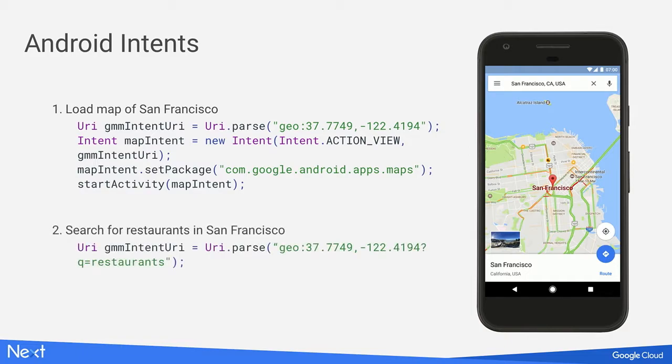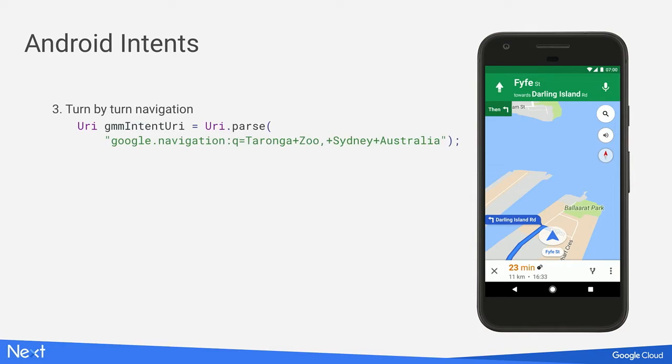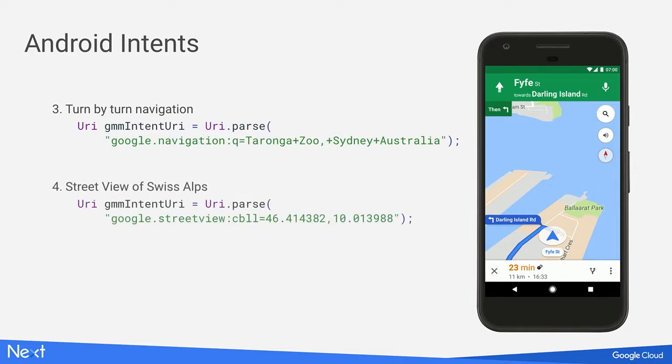We can also do it for things like actual searches. So maybe we don't know the actual destination we want to go. We're just doing some discovery. So here, we put in the lat long that we talked about at the start, but we also added a query for restaurants. We can kick off navigation, because many apps want to point users to their destination, but not necessarily control that navigation experience. We can do that. And here, we're going to Taronga Zoo in Australia. We can even fire up Street View.